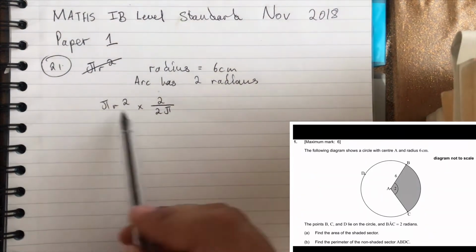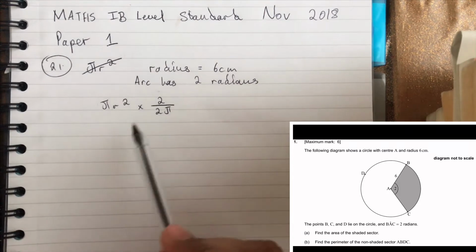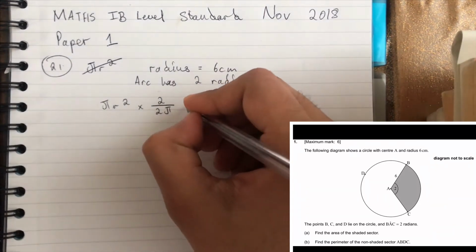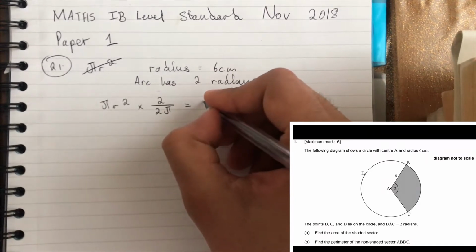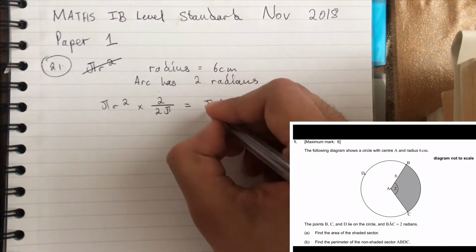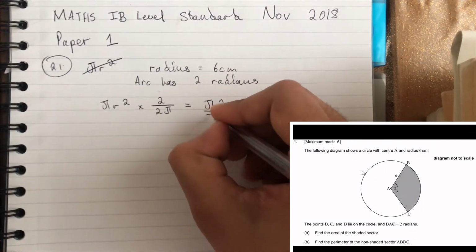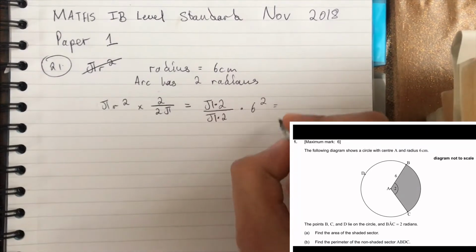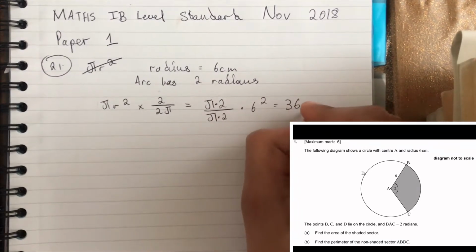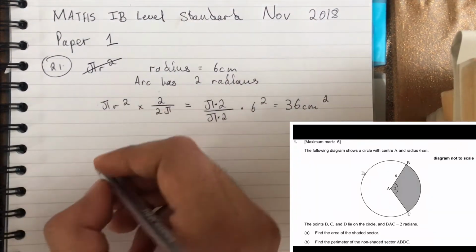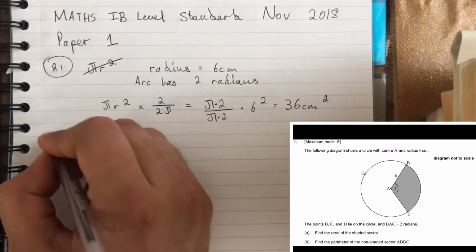Now, we're going to put in what we know. You'll get pi times 2 over pi times 2, and this is multiplied by our radius squared. The pi over 2 will cancel with the other pi over 2, since you're dividing a number by itself. Then 6 is squared and your answer is 36 centimeters squared.